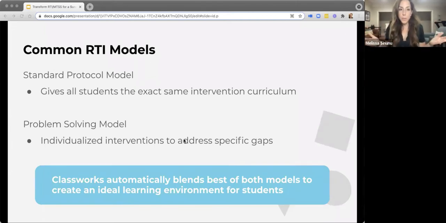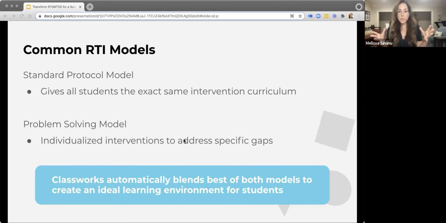So Edward Shapiro, a leading researcher of RTI practices, actually likes the idea of blending the two. The combining of a standard protocol and problem-solving model, if possible to implement in a school, is likely to lead to the greatest responsiveness of students. The hybrid approach to RTI would offer the best of both worlds for students.